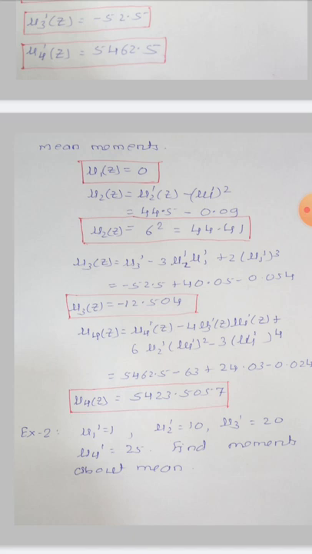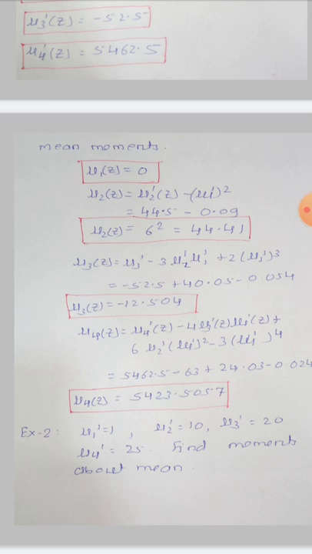The third mean moment formula is mu 3 of Z equal to mu 3 dash minus 3 mu 2 dash mu 1 dash plus 2 mu 1 dash raised to 3. Just by putting the values of mu 3 dash, mu 1 dash and mu 2 dash in the given equation, it is minus 52.5 plus 40.05 minus 0.054. It is equal to minus 12.504.